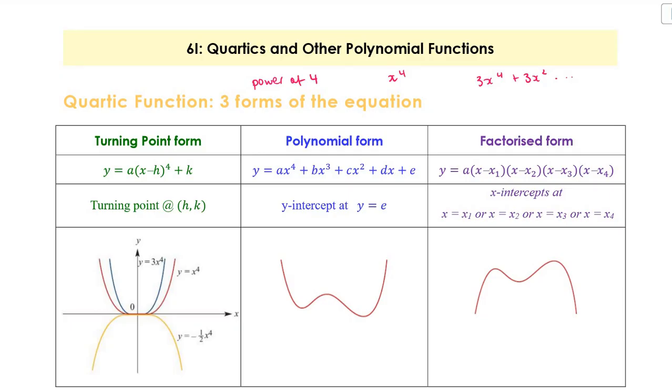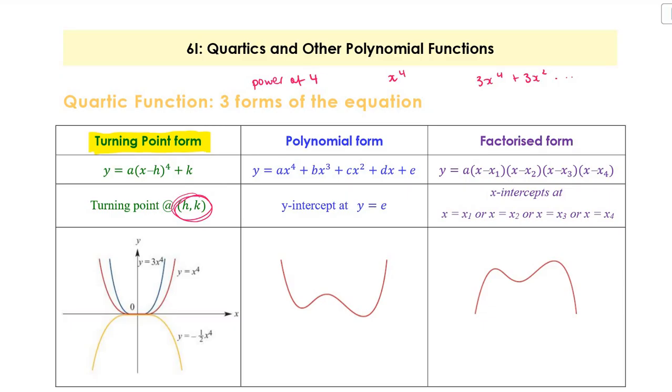Now there's a couple of different forms that quartics come in, just like with everything else. We do have our turning point form. And what you're going to notice when you're sketching a quartic is it's just a bit fatter than a quadratic almost. You're going to have a very flat bottom compared to your quadratic, where it was a very clear turning point. And our turning point, once again, is going to be at (h, k).